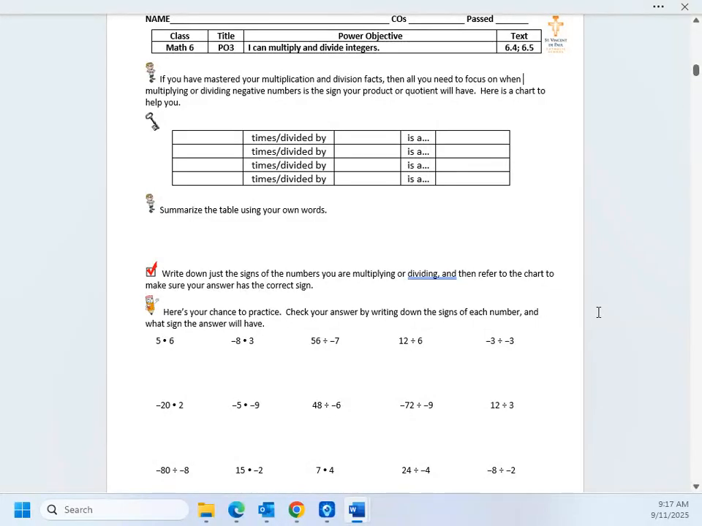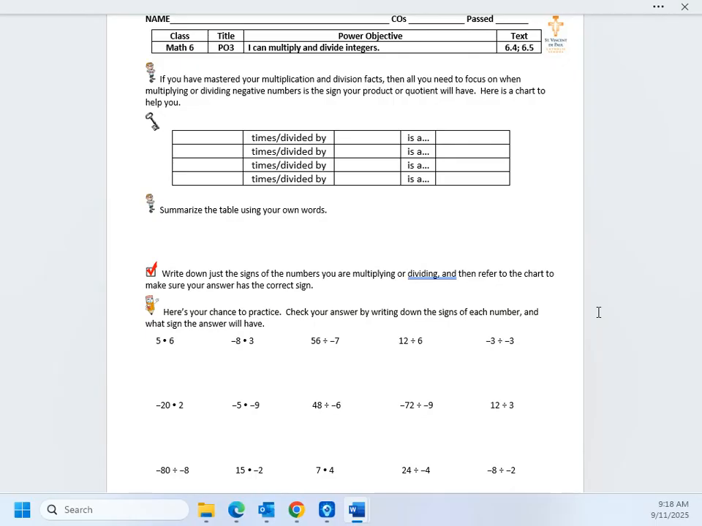Good morning. Today we are continuing to work with those integers. We are working on PO3: I can multiply and divide integers. So yesterday we worked on adding and subtracting using that number line. Today we're going to work on multiplying and dividing.